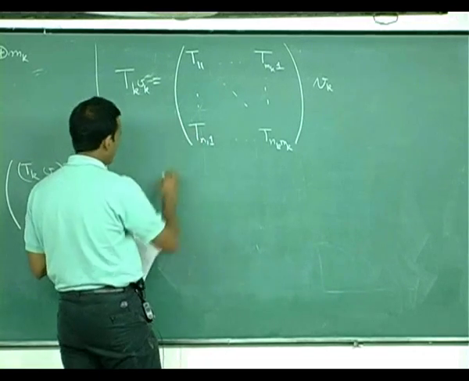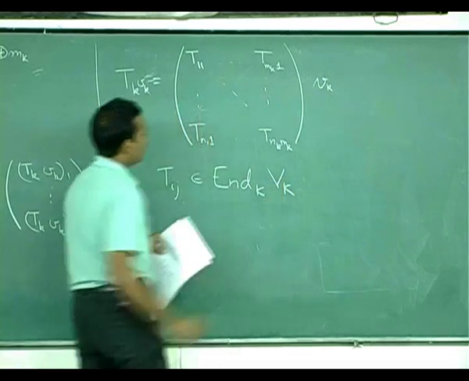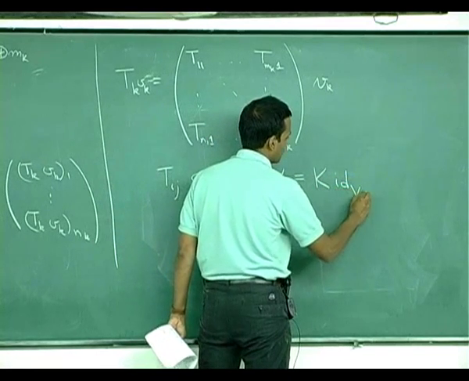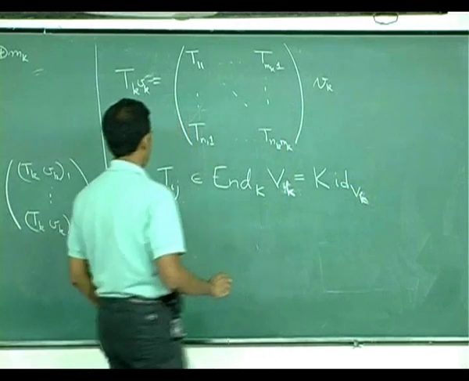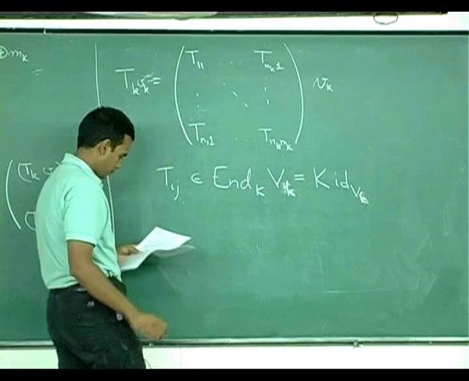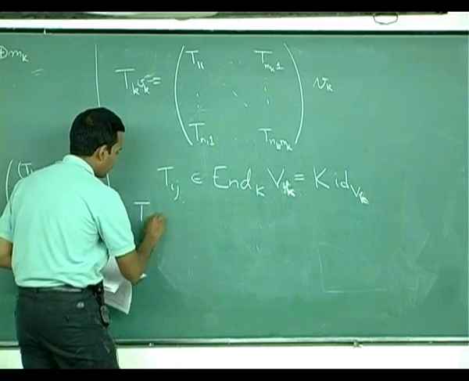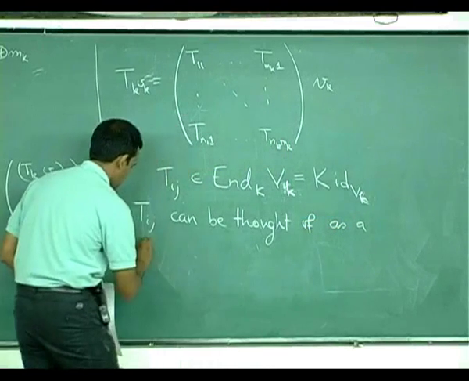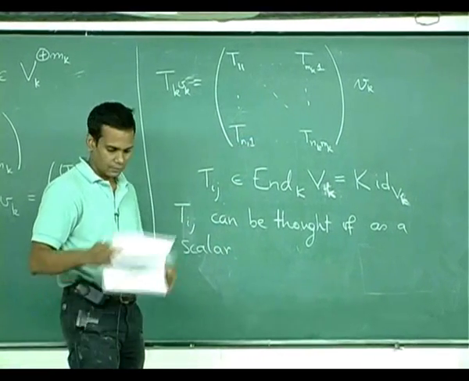Each entry of this matrix, Tij, belongs to End_K Vk. Now, if K is algebraically closed, then we know that this is K times the identity of Vk. Right? So, sorry, this is small k. So we can think of Tij as just this scalar. So each Tij can be thought of as a scalar, and so this is basically just an Nk by Mk matrix with entries in k. Right, so what do we get?